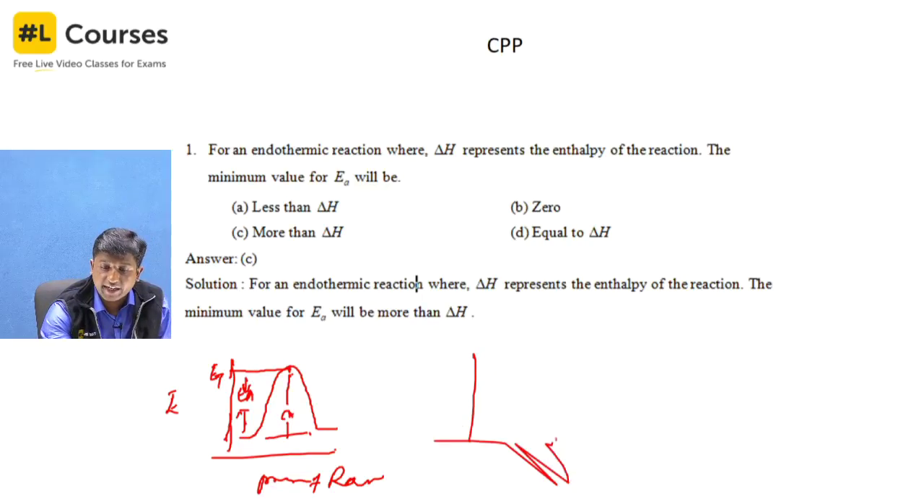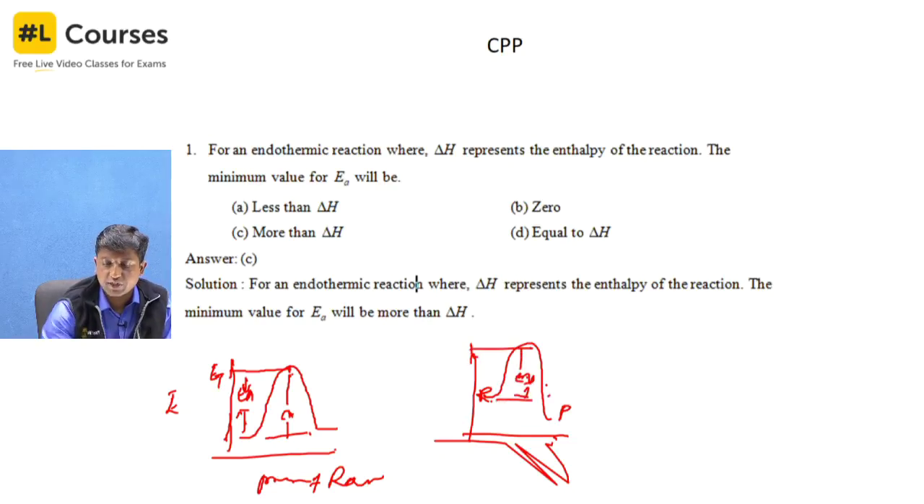Whereas on the other hand, if I take an exothermic reaction, if I take this as reactant and this as product, the energy of activation will be very less for an exothermic reaction. Hence, for this particular question, the correct option is C. So this was the question which I asked in the last class.